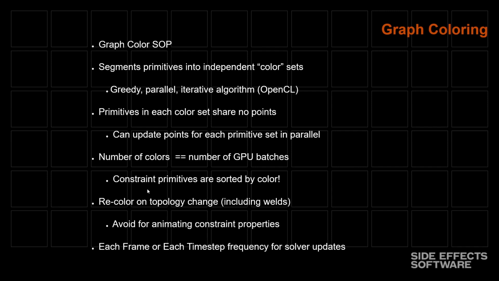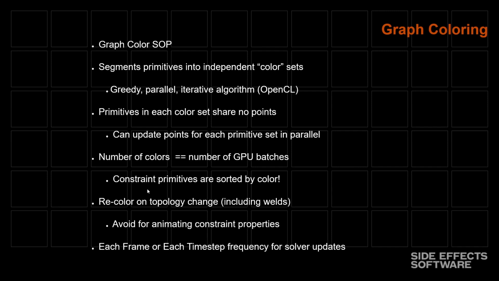So there's a new SOP in Houdini 17 called the graph color SOP. What it does is it segments primitives into independent sets, and these are usually called sets of different color. It's a graph coloring or graph theory term. It's implemented actually in OpenCL.